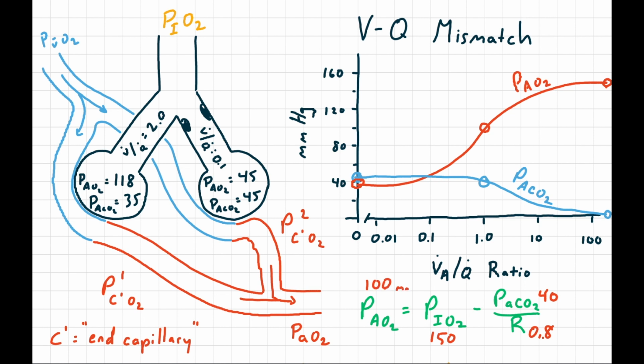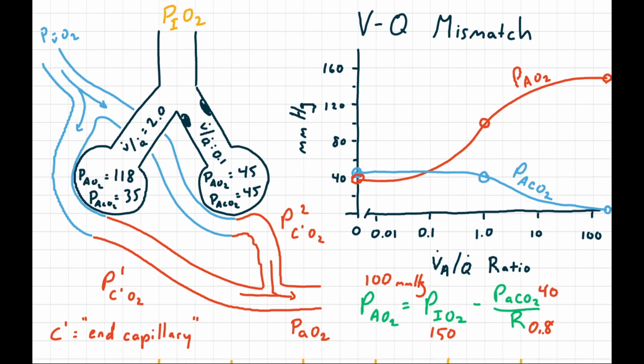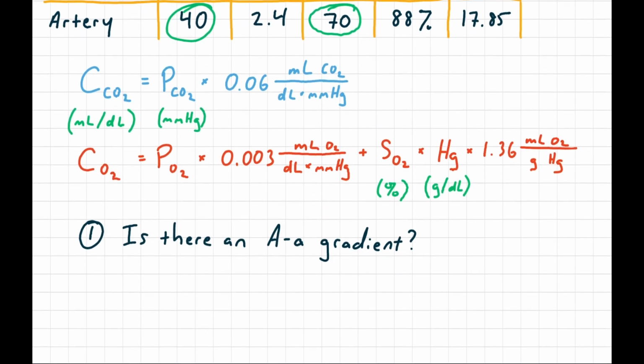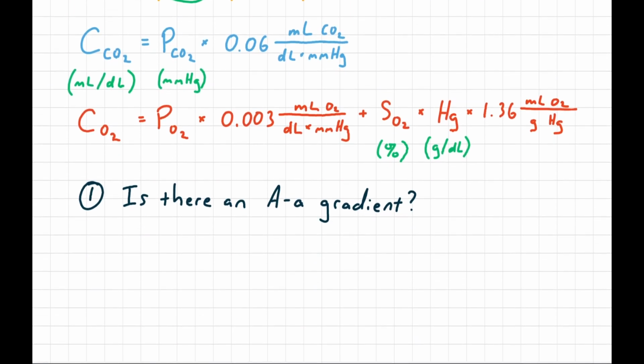And of course, that's what you would expect in a situation with a VQ ratio of 1. So now the question, is there an AA gradient, can be answered. Our AA gradient is 100 minus 70, which is 30 millimeters of mercury. So the answer is yes, there is an AA gradient in hypoxemia due to ventilation-perfusion mismatch.